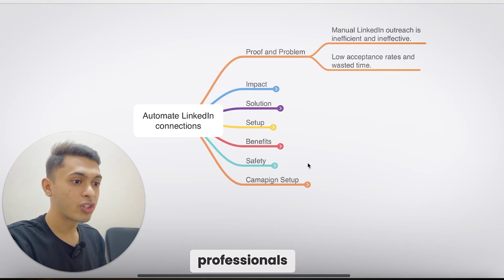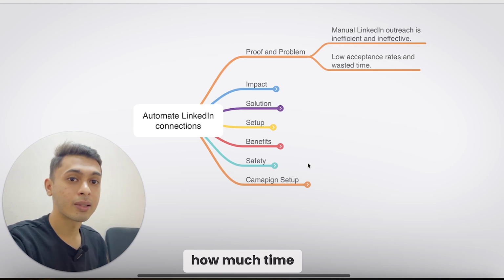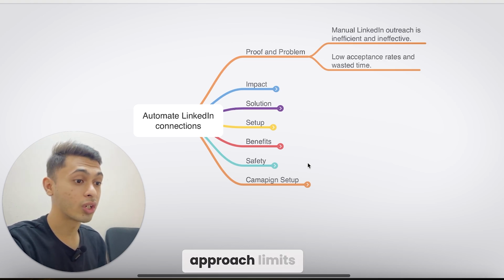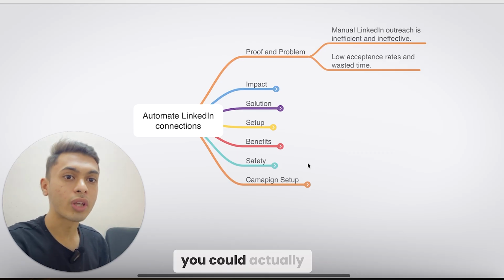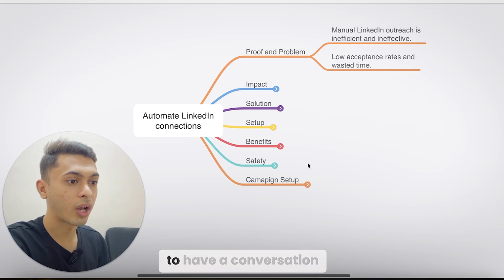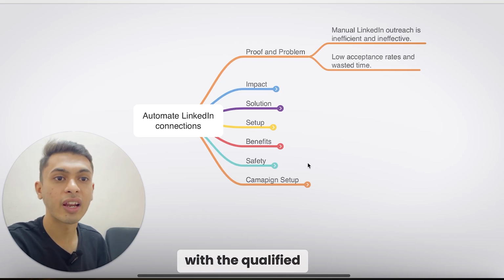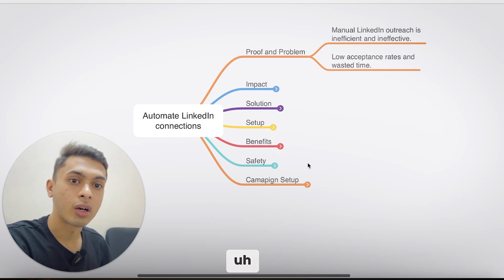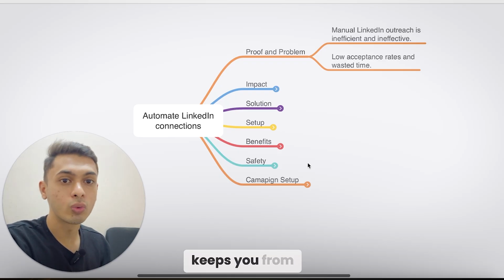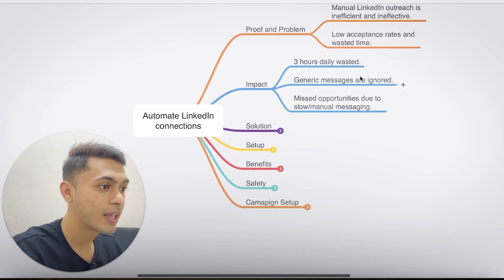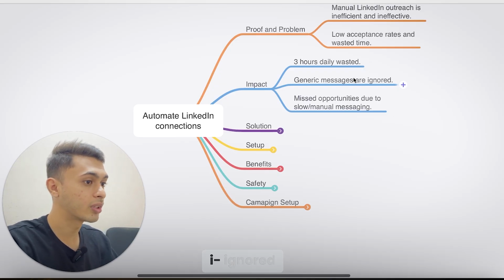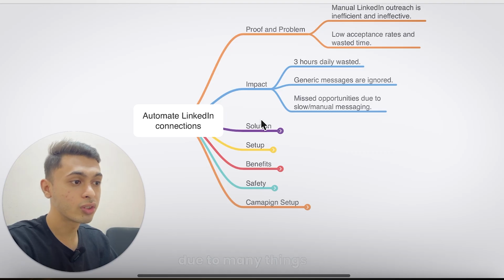Many professionals don't realize how much their current approach limits them. So instead of being stuck in the connection request loop, you could actually use this time to have conversations with qualified leads. Manual outreach keeps you from scaling your network. So that's 3 hours of wasted time, generic messages get ignored, and opportunities are missed due to many things.